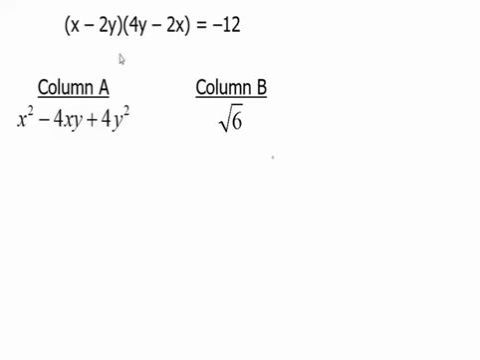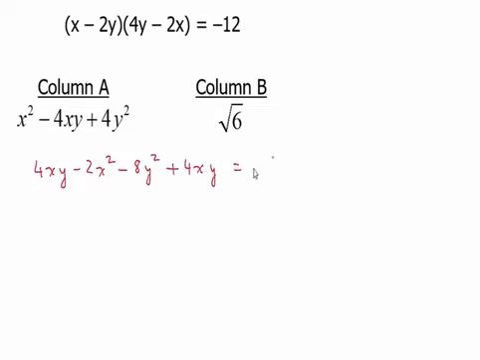Alright, so we have a quantitative comparison question on our hands. The given expression is in factored form, whereas the expression in column A is not factored. So let's FOIL this out. X times 4y is 4xy. X times negative 2x is minus 2x squared. Negative 2y times 4y is minus 8y squared. And negative 2y times negative 2x is plus 4xy.